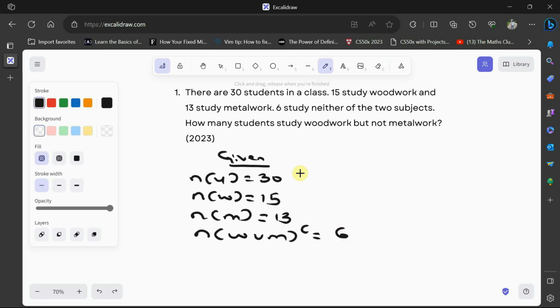So how many students study woodwork but not metalwork? That is also equivalent to how I've been saying it before as how many students study woodwork only. So I'll just put n(W only), and this is what we're told to find.